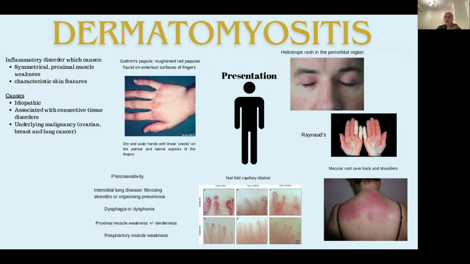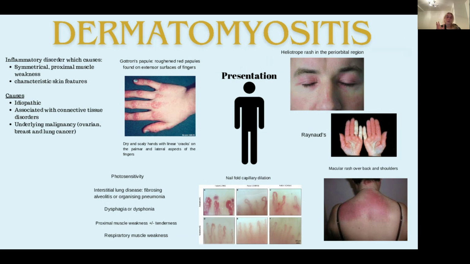So presentation-wise for these patients, they might develop a heliotrope rash, which is often on the periorbital region, so around their eyes. They might have Raynaud's. They might also have a very red rash over their back and shoulders. They're quite photosensitive, so the light will be hurting them. They might develop interstitial lung disease, so they might have shortness of breath and a cough. They might also get some dysphagia.